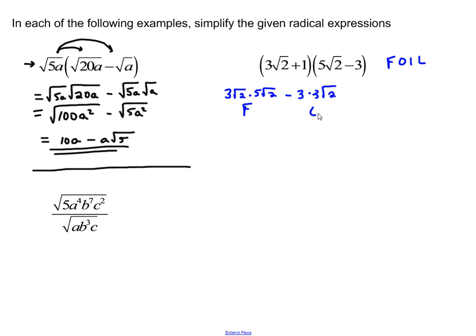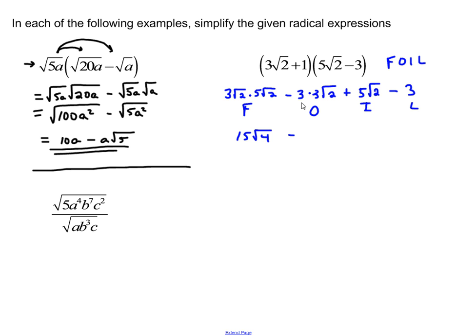Our inner terms are positive 1 and positive 5 square root of 2, so it's going to be plus 5 times the square root of 2. Since it's being multiplied by 1, it's just simply itself. And of course, as our last term, we would be taking negative 3 times positive 1, so that's minus 3. All right, so let's see what's going to happen right here. In the first terms, if I take 3 square root of 2 times 5 square root of 2, that's like taking 15 times the square root of 4.